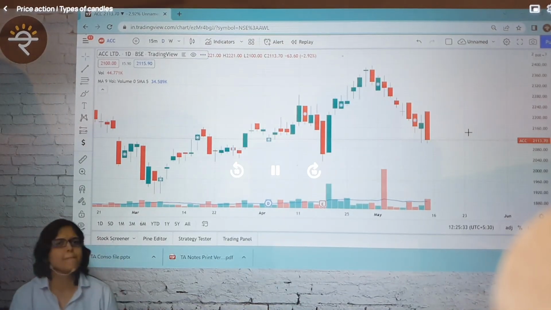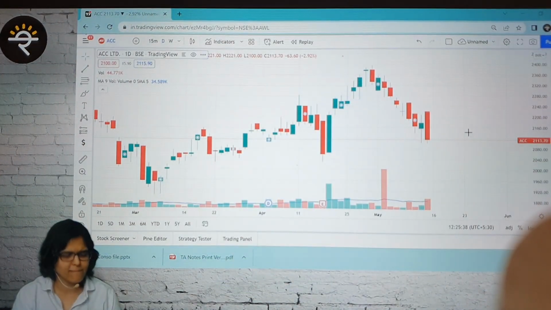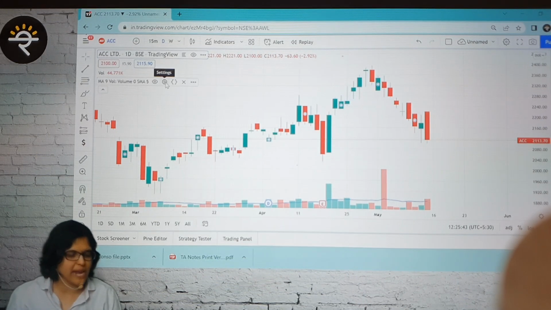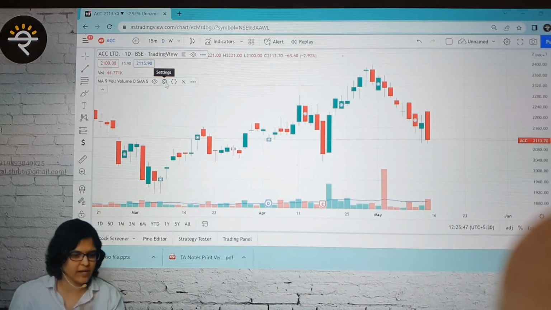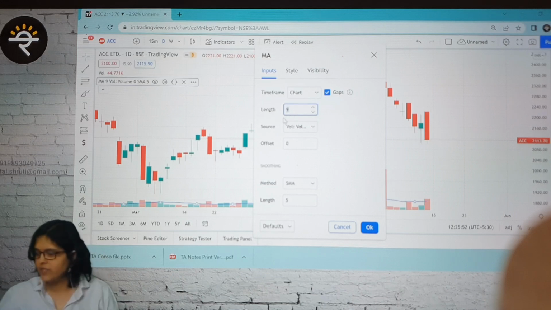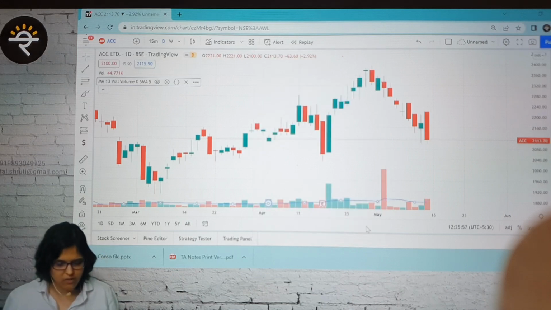He's asking why I'm taking a 9-day average only. TradingView's standard is 9. On this website, if you put a moving average in the indicator, the default length will be 9. If I want to change it and say I want 13, because I don't believe in 9, it will change.